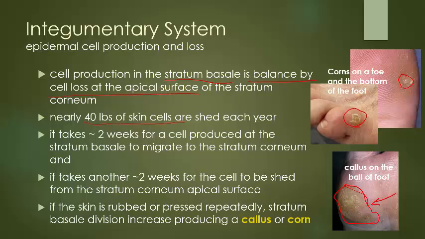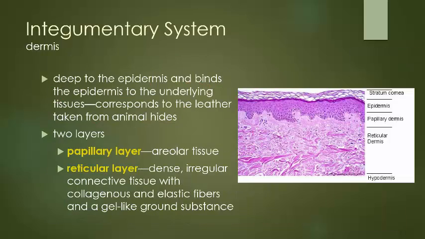All right, so we've talked now about the epidermis. Now it's time to turn our attention to that deeper layer of the cutaneous membrane, and that is the dermis. So the dermis is deep to the epidermis, and it binds the epidermis to the underlying tissues. And it's the dermal layer that corresponds to the leather that we take from animal hides. So if we think about cow leather, it's the thick dermal tissues that we tan to produce leather.